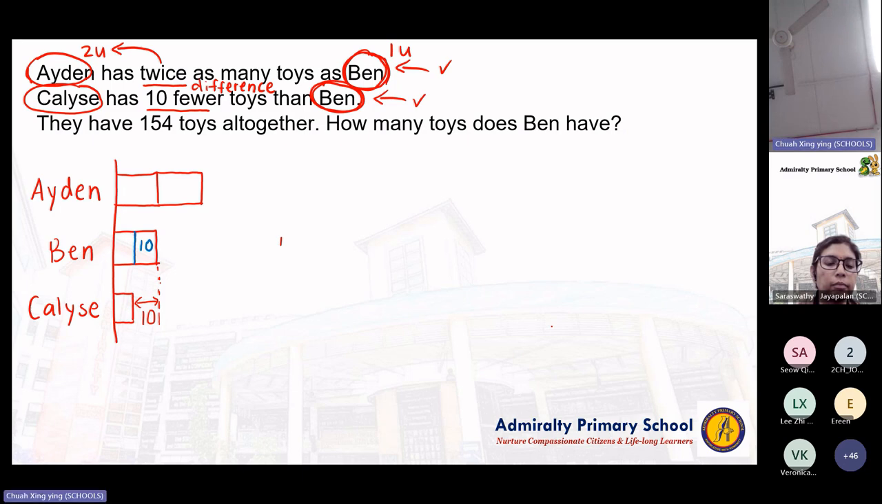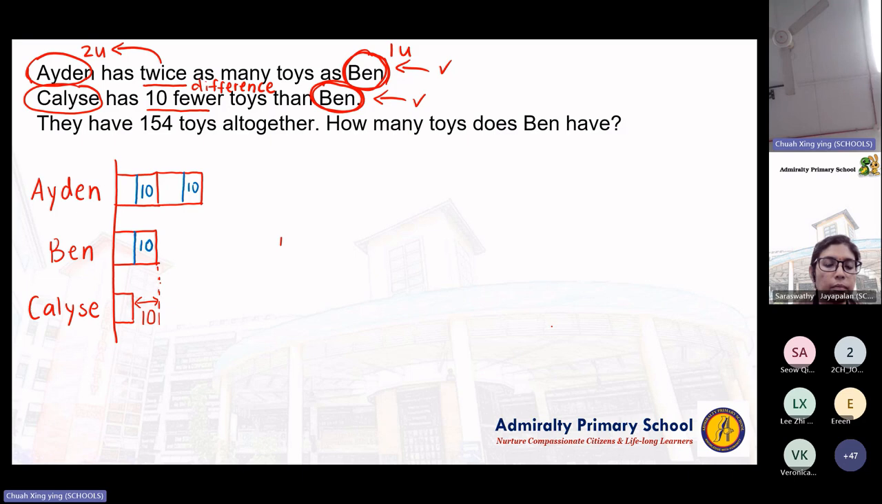So when we look up again to Aiden, since Aiden has 2 units and Ben has 1 unit, that means this particular unit here, 10 will be here. There will be another 10 here as a part. Does it look familiar now? It does look very familiar because it is a part-whole model in Aiden's bar. It is also a part-whole model in Ben's bar.